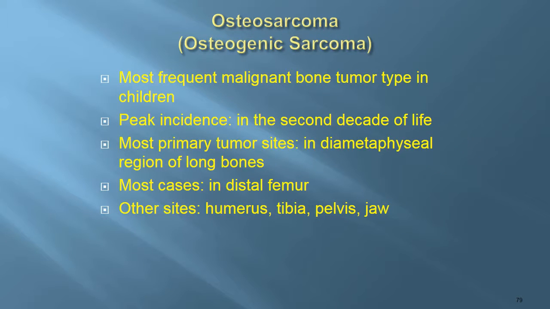Osteosarcoma, or osteogenic sarcoma, is the most frequent malignant bone tumor type in children. The peak incidence is in the second decade of life. Most primary tumor sites are in the diametaphyseal region of the long bones. Most cases are in the distal femur. Other sites include the humerus, tibia, pelvis, and jaw.